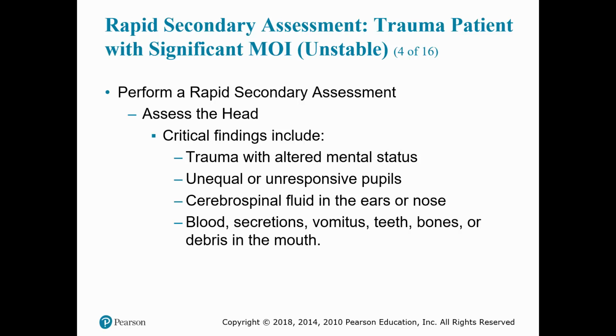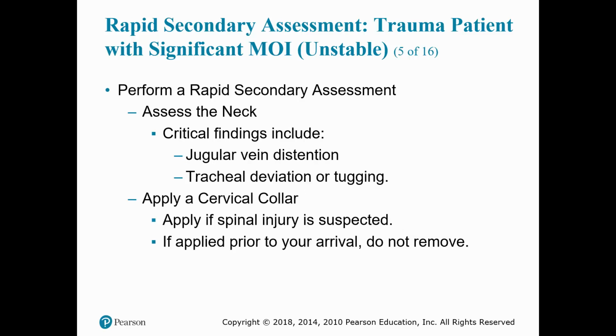Next, we're going to assess the neck. Some of our critical findings there would be JVD, or tracheal deviation, or tugging during respiration. We also want to apply a cervical collar at this point if we suspect there's any spinal injury. If applied prior to your arrival, don't take it off. Just make sure it's vented to where you can see the trachea and the JVD if present, and also a window to the C-spine. If the patient has neck veins that are flat in a supine position, it may indicate a decreased blood volume from bleeding.